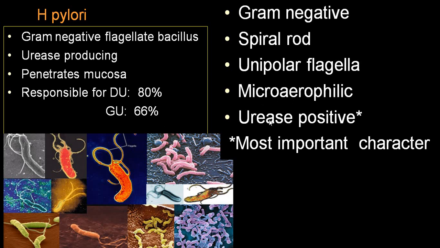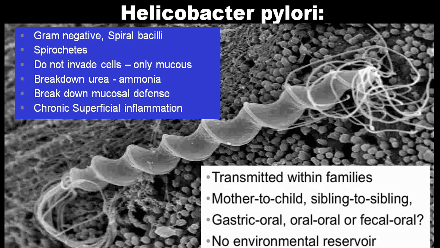The most common function of these bacilli is that they are urease positive, which splits urea into ammonia. This neutralizes acid and reduces the acidic pH, which helps to break down the mucosal barrier of the gastric mucosa, and it can easily penetrate through the gastric mucosa.